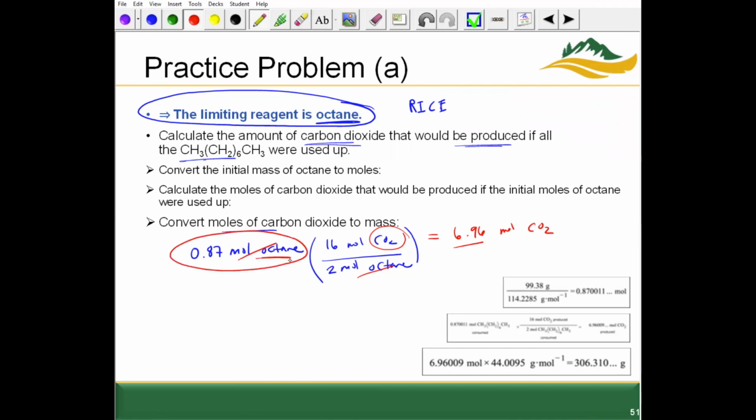our limiting reactant. Now we want the amount of grams of CO2, so we can use the molar mass of CO2. So about 44 grams per mole. This gives us 306.310 grams of CO2. Now we can plug that into our percent yield equation.